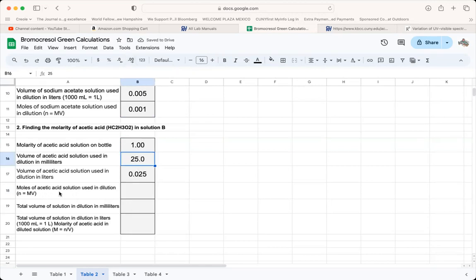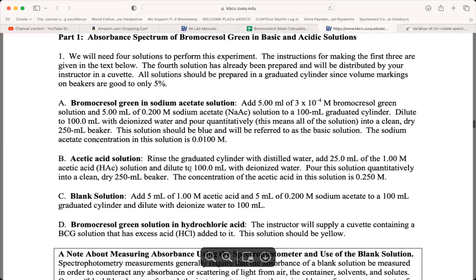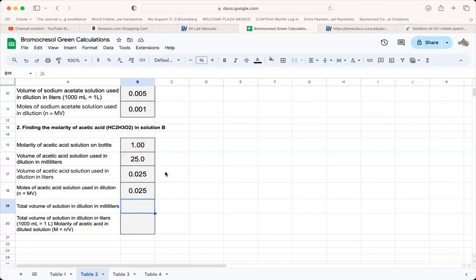And then the next thing we do is moles of acetic acid used in the dilution. So moles is molarity times volume in liters. So equal sign molarity times volume in liters. Okay, so 0.025 moles. So notice there's a lot more moles of acetic acid that we've made that solution than there was of sodium acetate. The next thing is, what was the total volume? Well, let's go back. For solution B, we added water and went to a total of 100 milliliters. So 100.0. Again, let's add an extra sig fig there.